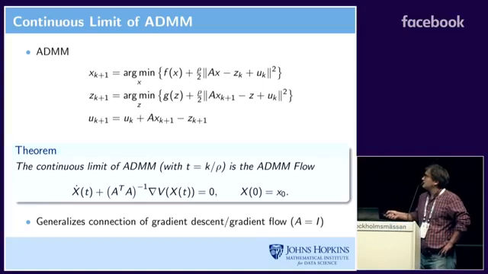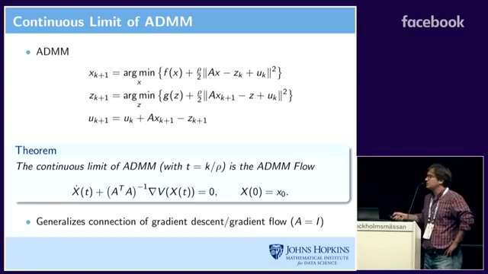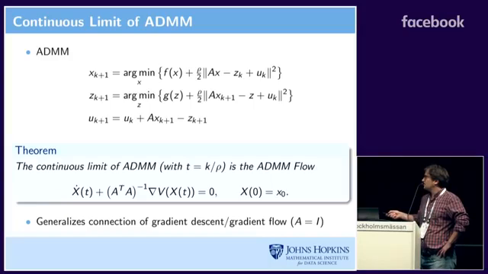You might recall that it's pretty close to the gradient flow, except for this term preconditioning the gradient. Therefore, this result generalizes the previous connection between gradient descent and gradient flow, which is recovered if you put A equals identity here.